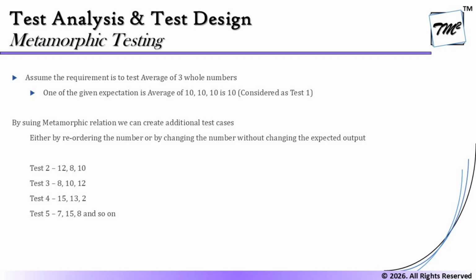Test 4 is even picking up new numbers. So it is like 15, 13, and 2. And if you sum it up again, you get 30. And test 5 is 7, 15, 8, and so on.